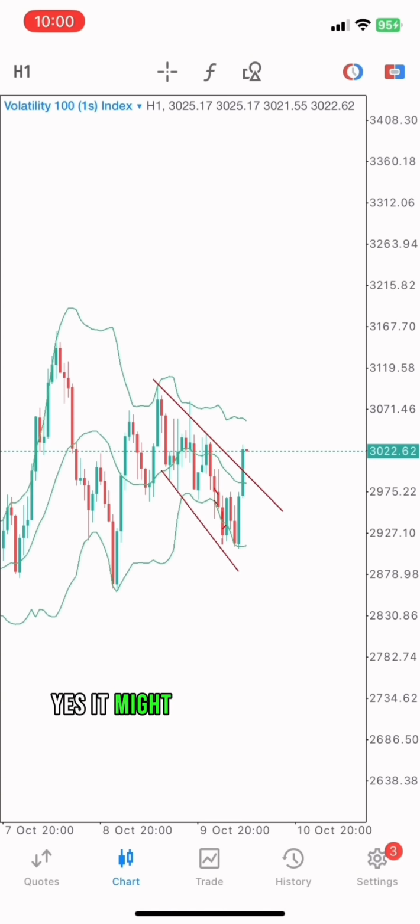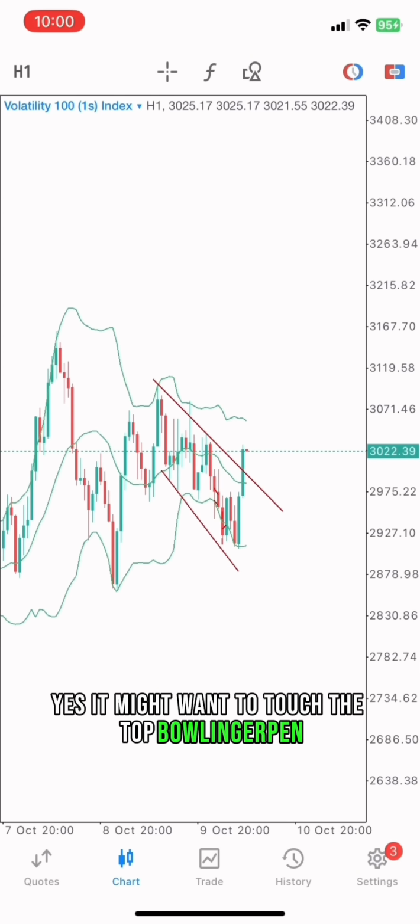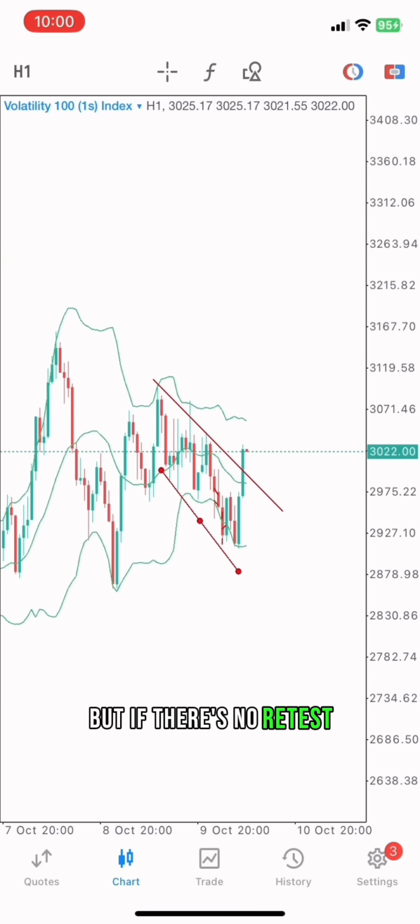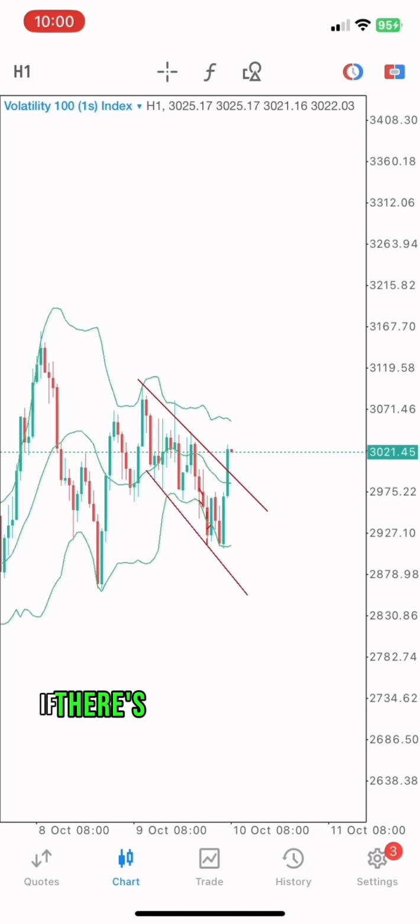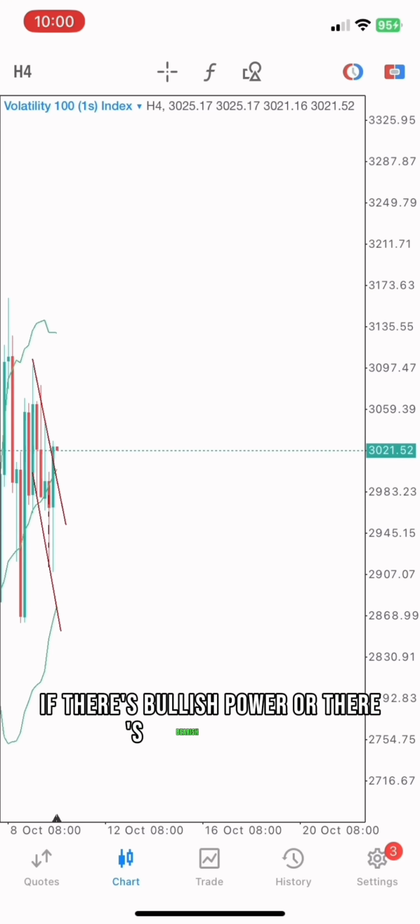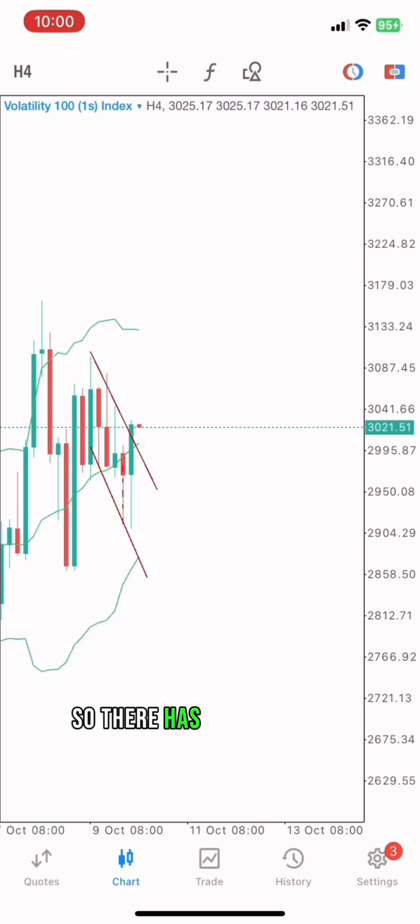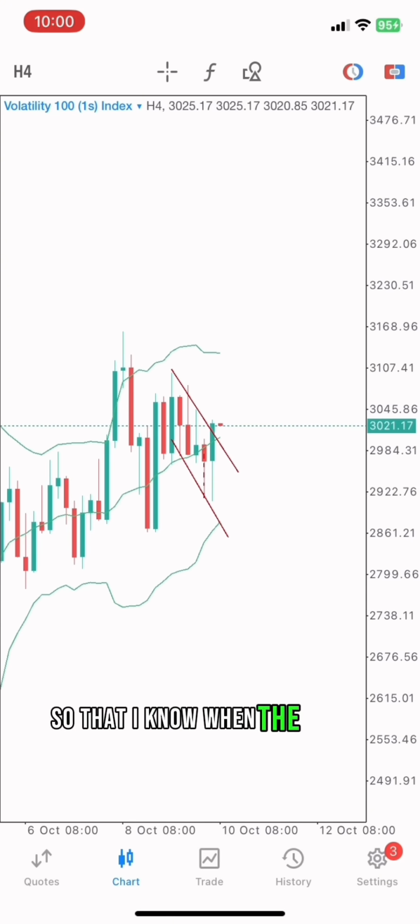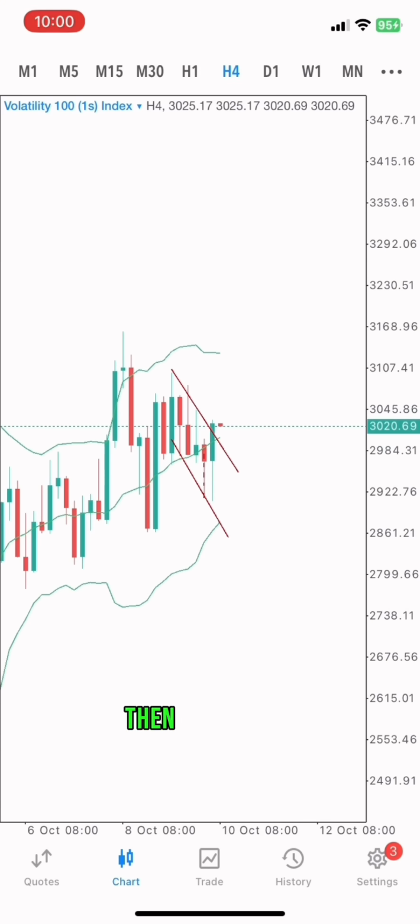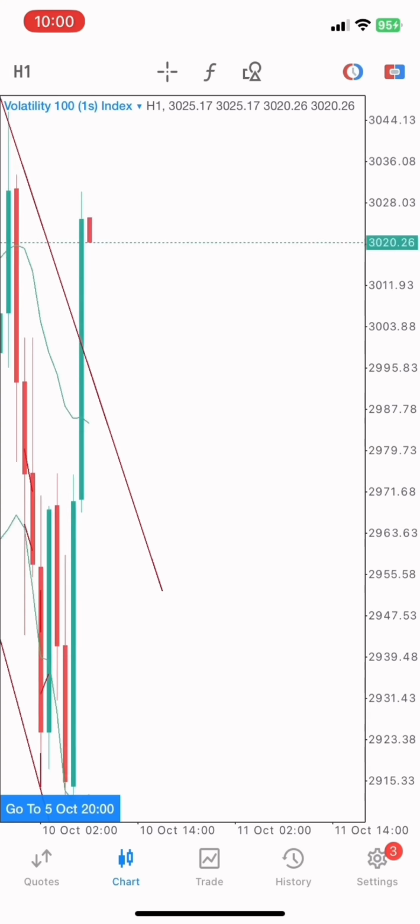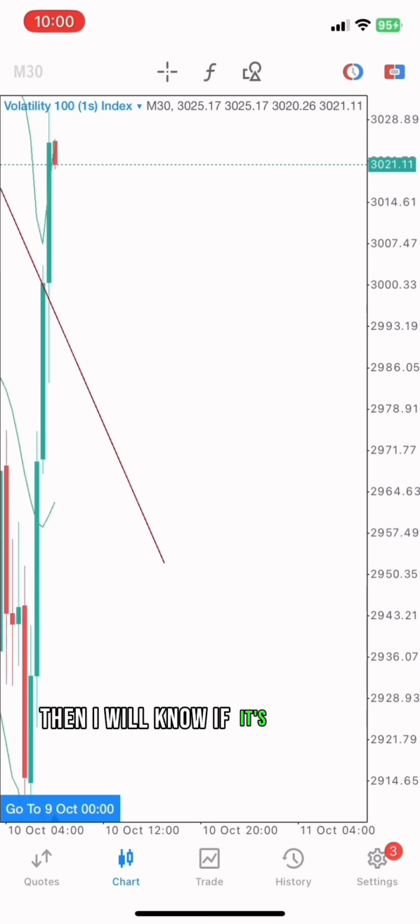Yes, it might want to touch the top Bollinger Band part, but if there is no retest, then there is no trade, because I don't know if there's bullish power or there's bearish power. So there has to be a retest, so that I know when the retest happens, the candle closes inside the trend line, then I'll know if it's a fake out.